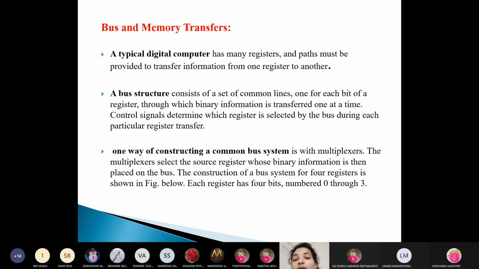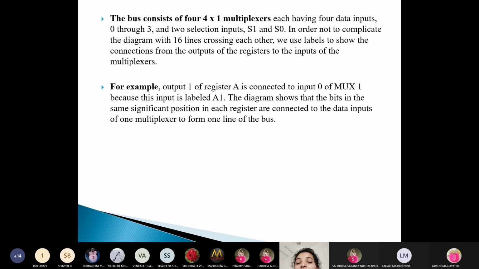Control signals determine which register is selected by the bus during each particular register transfer. So we have one way of constructing a common bus system, with multiplexers. The multiplexer selects the source register whose binary information is then placed on the bus. The construction of the bus system for 4 registers is shown, and each register has 4 bits numbered 0 to 3.